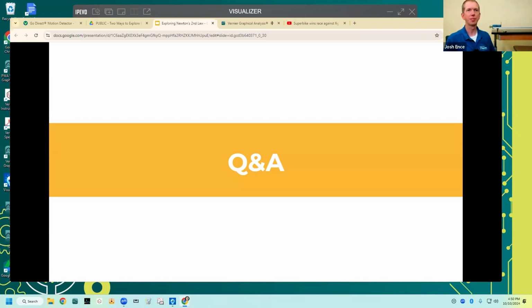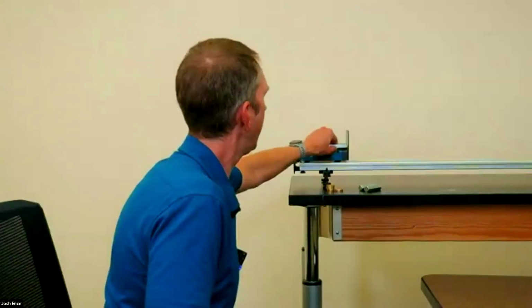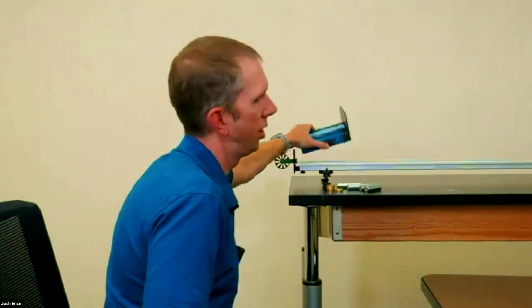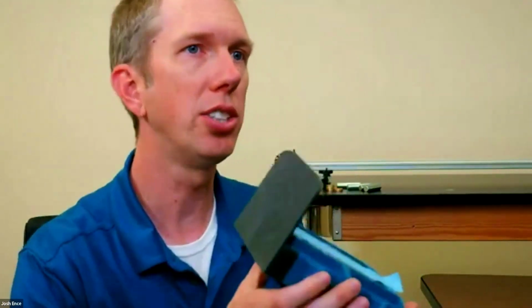So if I use a force and a motion detector, can I see all the graphs at the same time, position, velocity, etc.? Yes, you can. As long as the force and the position sensors are connected to the same interface or connected to graphical analysis together, you can see all of them together, and you can line them up real nicely and look at those together.